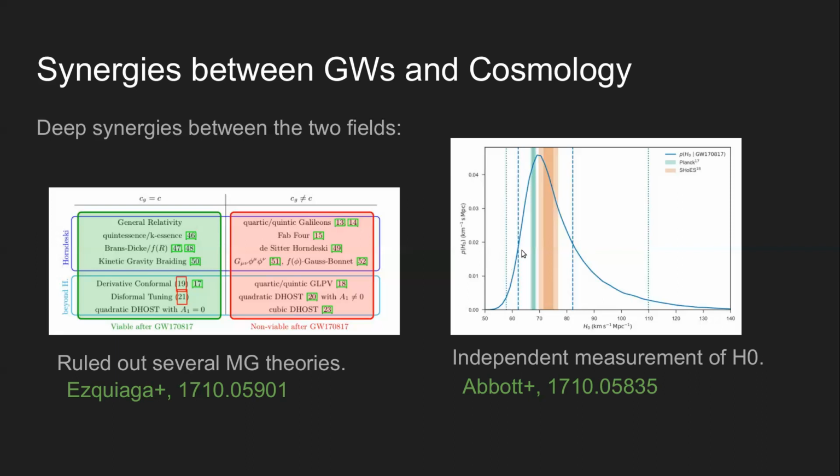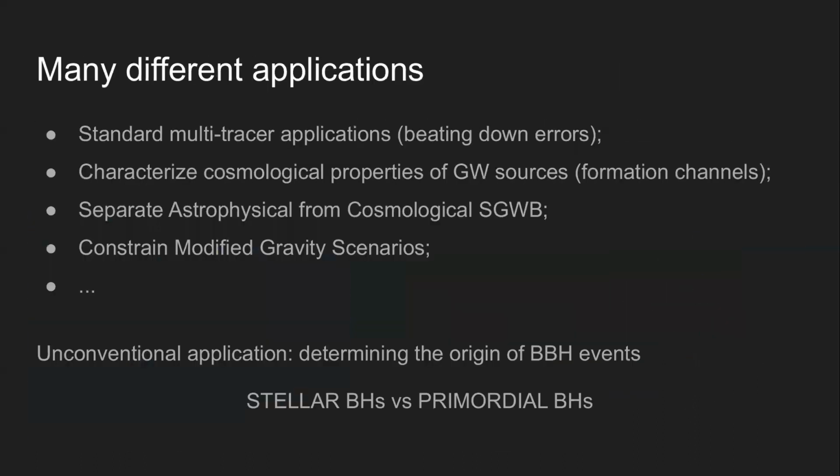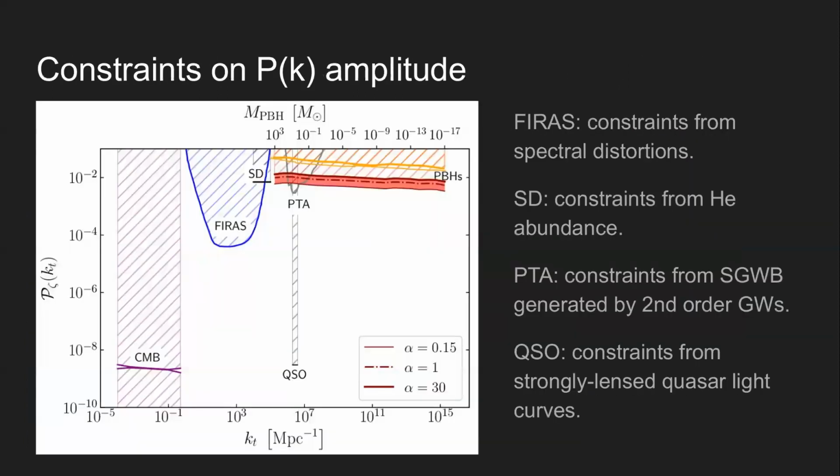So I had a question just on the constraint on the power spectrum. You mentioned that the quasar constraint was a bit suspicious. Do you know why that is?